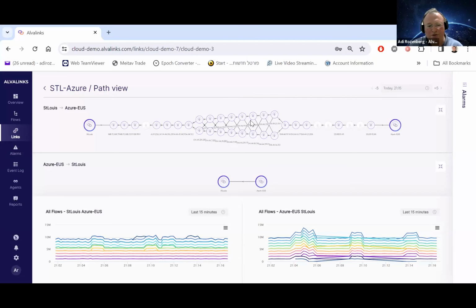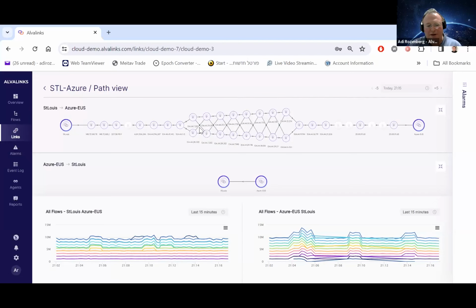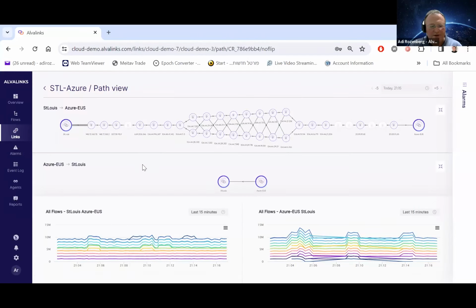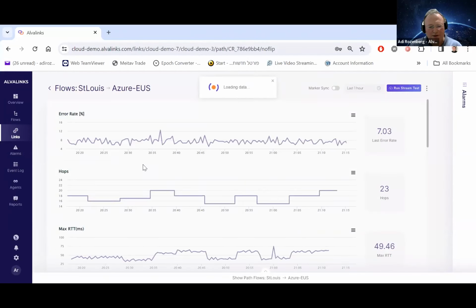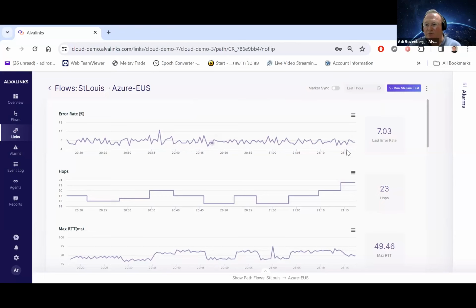Azure. We can see on top that the network already has a load balancer. The reason why the lower connection has no port is because Azure obscures the path, but we will still see what is happening. So let's jump in to the link and let's load the data. Oh, that's nice. What we can see is a constant error rate of almost 8% happening right now between St. Louis data center running on Cogent circuits to Azure. You can see that the hops are changing.